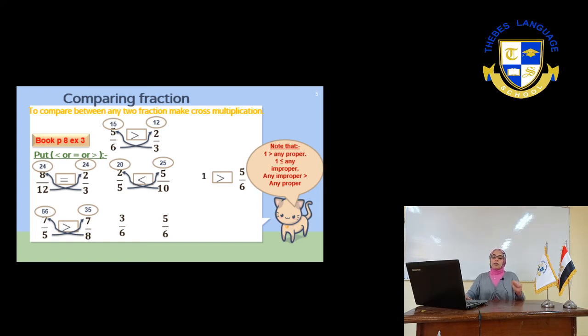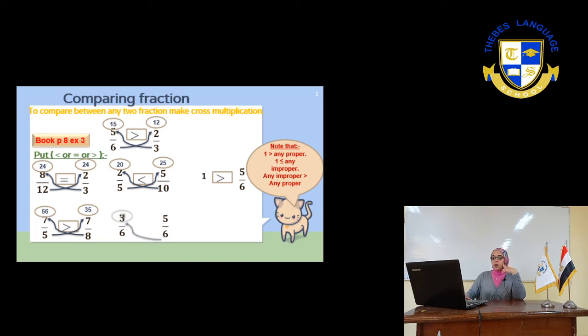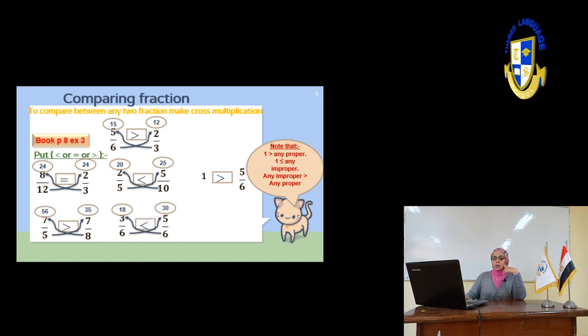3 over 6 and 5 over 6. Which is bigger? Just make a cross multiplication. 3 times 6 equals 18. 5 times 6 equals 30. 30 is bigger, so 5 over 6 is bigger than 3 over 6.